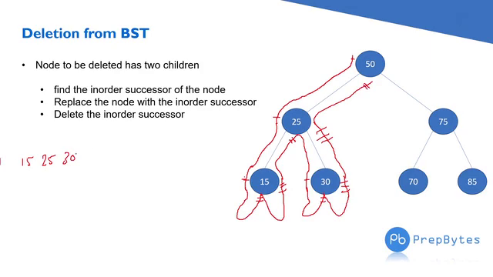So on, you have to print the pre-order for this. So 15, 25, 30, 50, next will be 70, next will be 75, and next will be 85. So who is the pre-order successor of 50? Pre-order successor of 50 is 70.